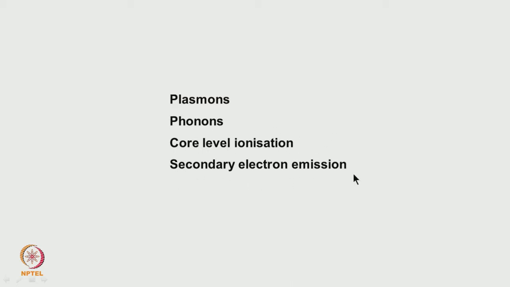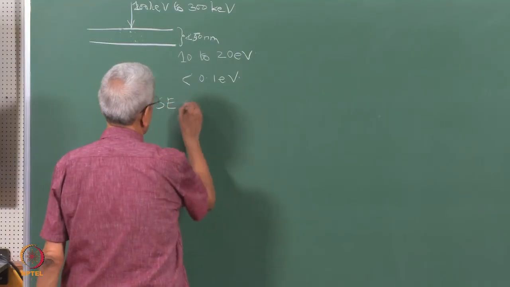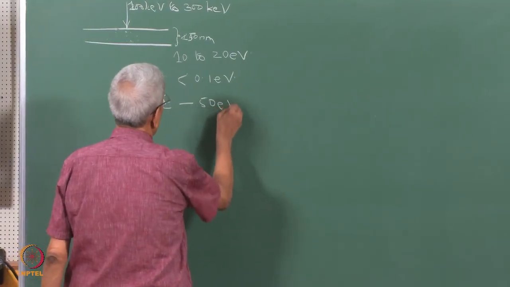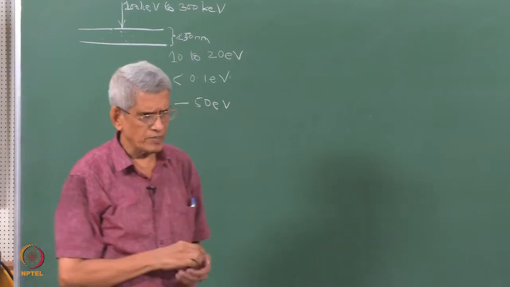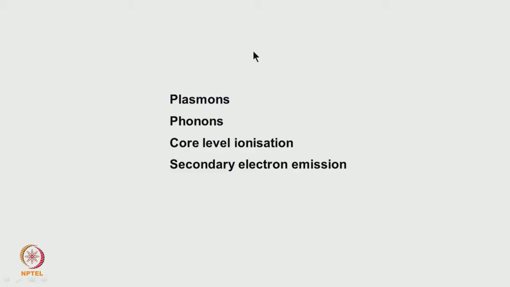Then secondary electrons are also emitted from the sample surface, where the energy of the secondary electrons is less than 50 electron volts. These are all the various processes by which the primary electron beam loses energy as it passes through the sample.